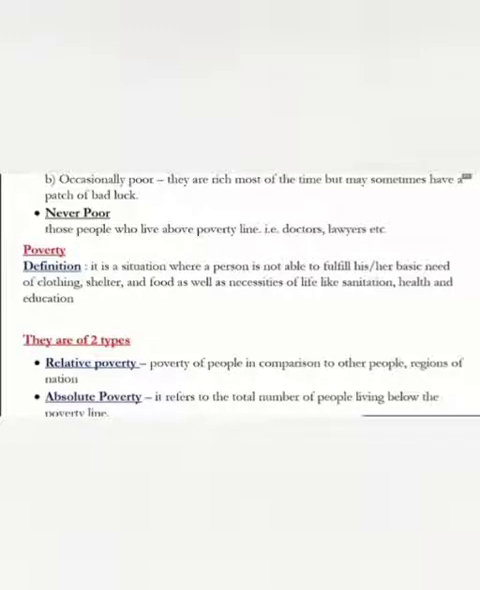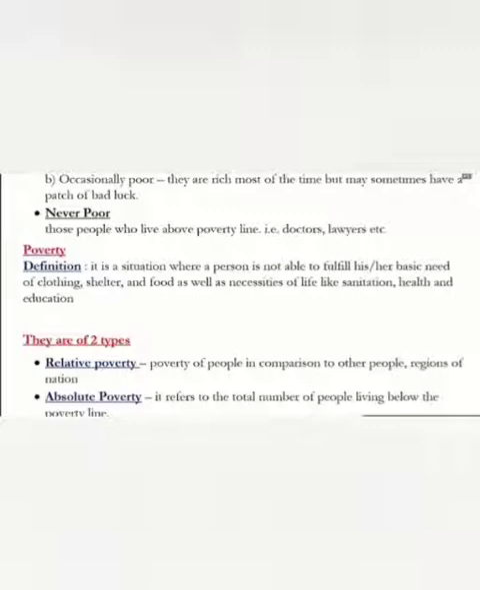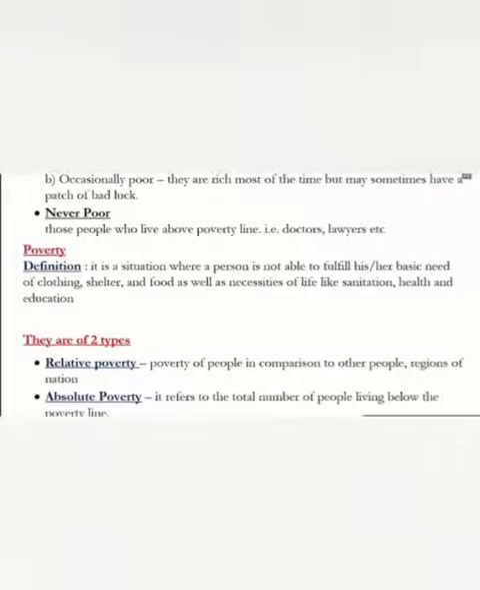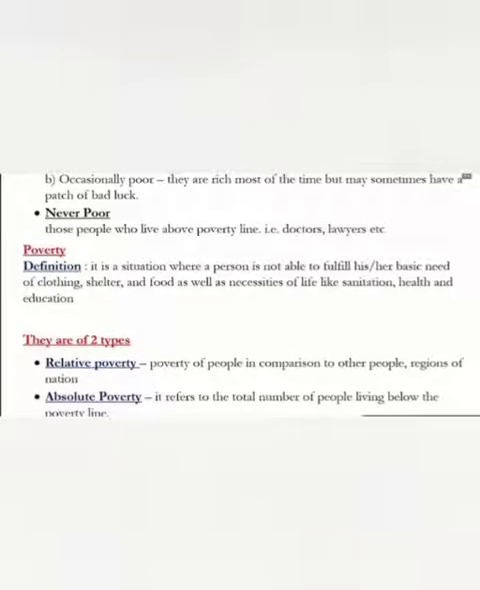Poverty of people in comparison to other people and other regions or nations is known as relative poverty. Absolute poverty refers to the total number of people living below the poverty line. In our India, usually we observe absolute poverty. In developed countries, they face relative poverty. They are always compared to others. Children, usually in our India, those who are living below the poverty line, we call poor people.